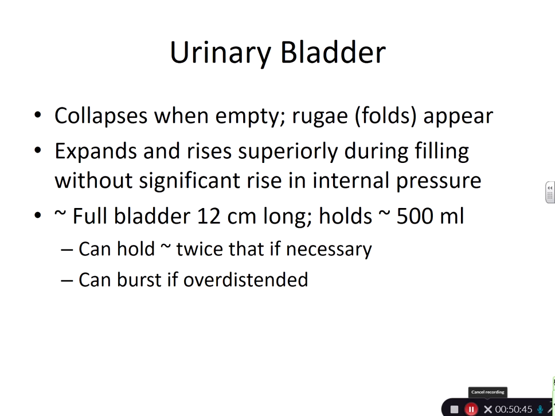Now your bladder, when it's empty, has lots of folds in it. These are called rugae. And when it's full, the rugae go away. A full bladder is about 12 centimeters long. It can hold about 500 mils of urine, but it can hold twice that if it needs to. So it can hold a lot of urine. However, if your bladder becomes over-distended, if you cannot void your bladder, it can burst.